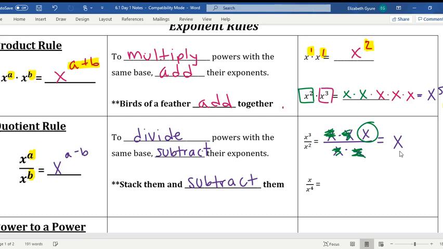And wasn't I left with just 1x? Yeah, so that's actually how that works. You don't have to do this every time. I'm just showing you why it would technically be x or x to the first, and you can write it either way.